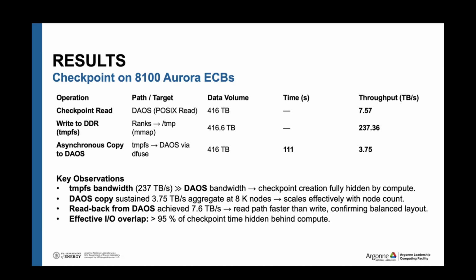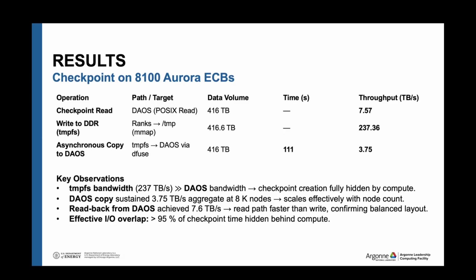And taking, at least in this example that I'm showing, 111 seconds, so slightly faster than 2 minutes. And given, like I mentioned before, our time steps are taking probably 6 to 8 minutes to complete, then the entire cost of writing to the persistent storage system, to DAOS, is hidden. So great, right? The key observation is that our 375 terabytes per second is significantly faster than the DAOS bandwidth. The checkpoint is basically completely hidden.